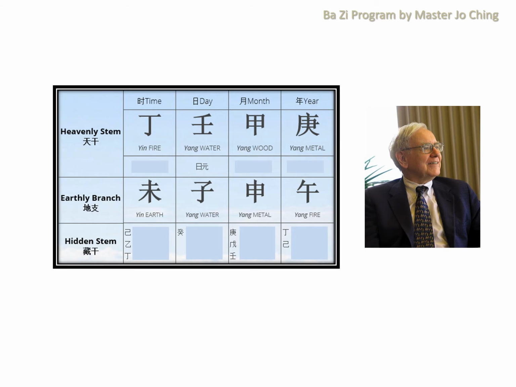Subsequently, later on we'll be using Warren Buffett's Bazi to talk about the 5 elements interaction, as well as how the 10 gods are being derived.